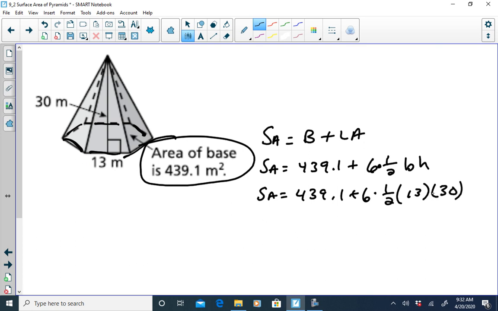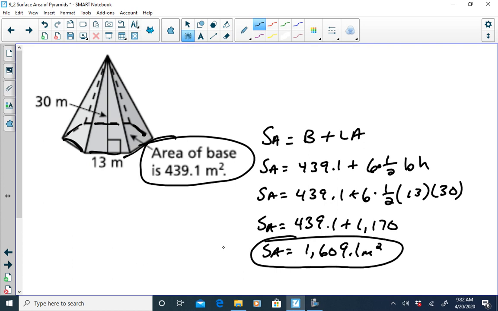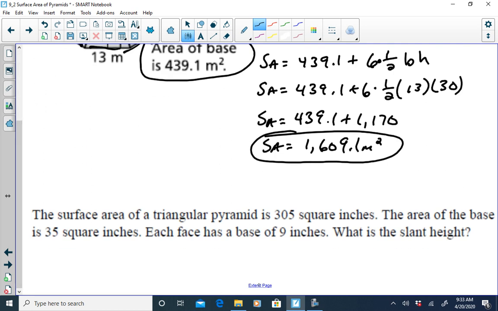13 times 30. So your surface area is going to be equal to 439.1 plus the 1,170. So the surface area is going to be equal to 1,609.1 square meters. All right, so don't be too upset if you get a pyramid where the base is something else. You just find that base area, and then you're going to have to find the area of triangles, because by definition a pyramid has triangular faces for the lateral area. Okay, let's look at our last problem.